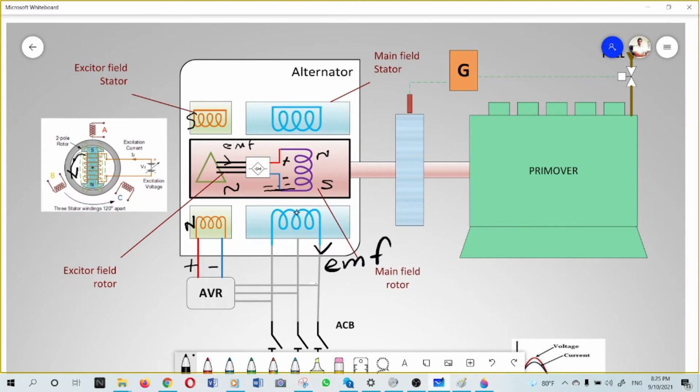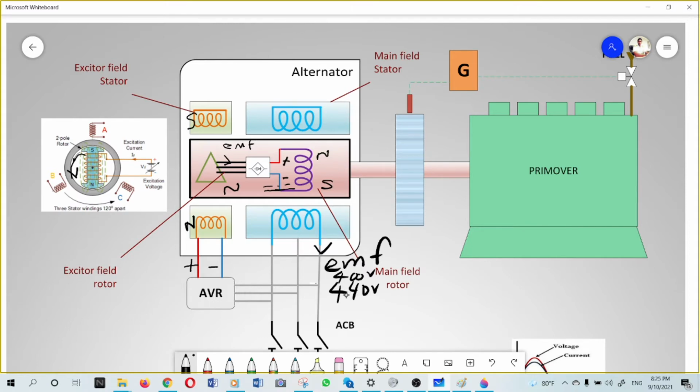Let's say the generator is rated to run at 440 volts. From the beginning, depending on the excitation voltage we apply here, there will be some voltage. Suppose it's around 400 volts, but our requirement is 440 volts. We are using an AVR, automatic voltage regulator, which senses the produced EMF voltage and corrects the voltage value to the set point.